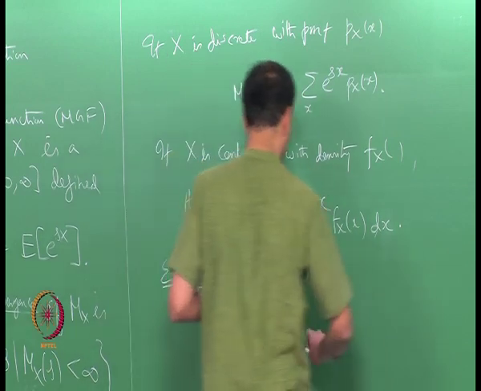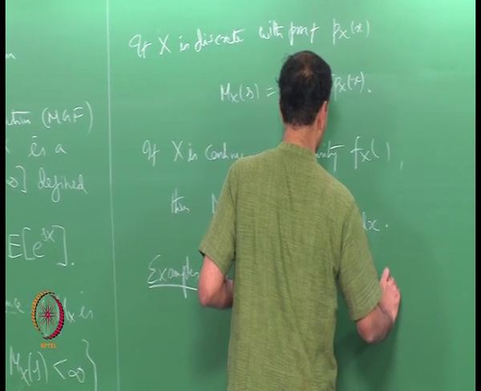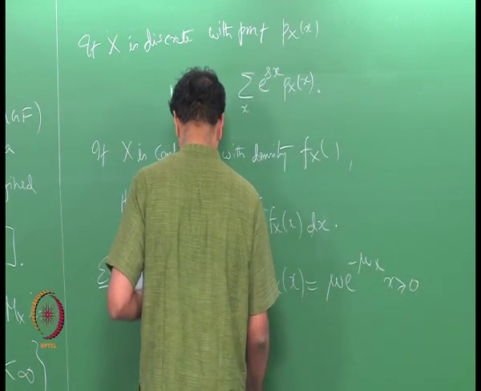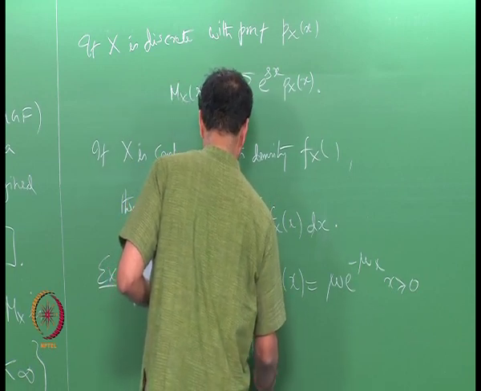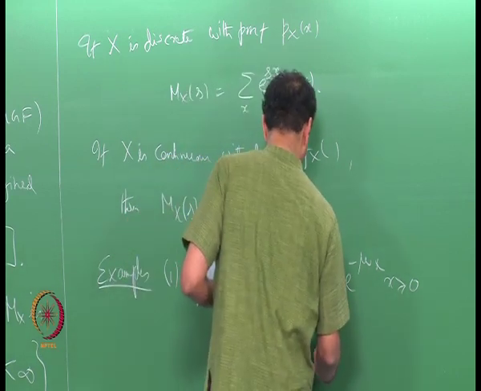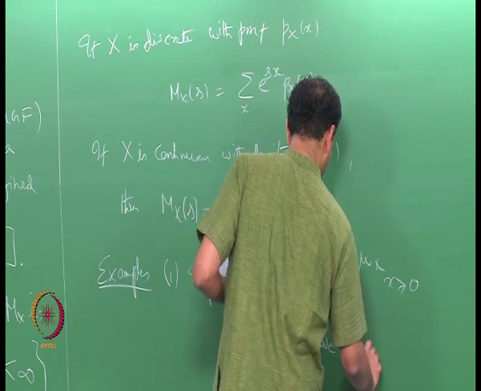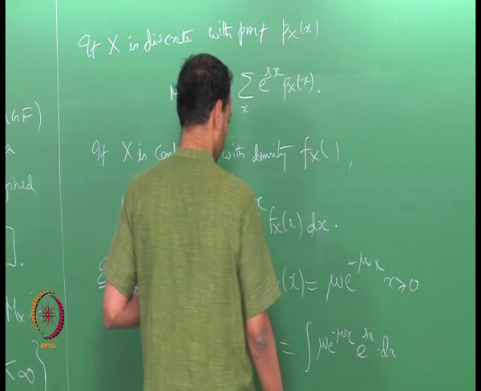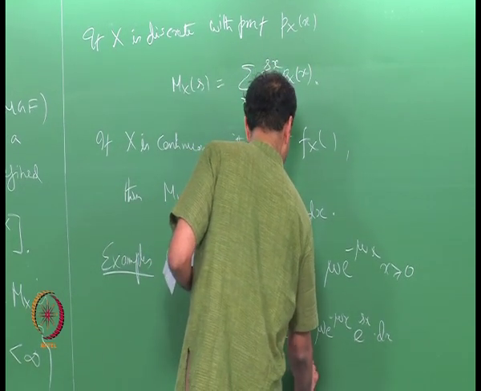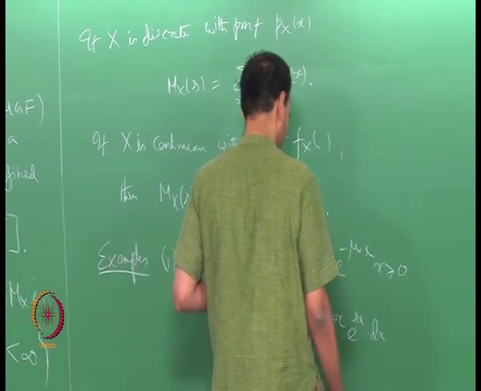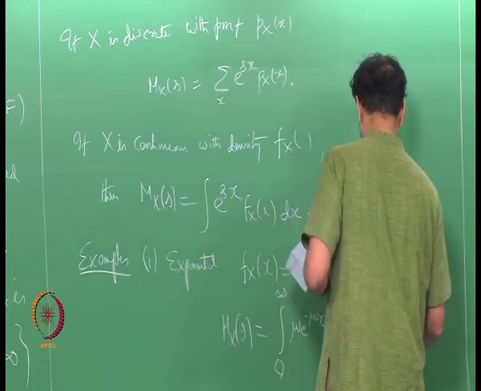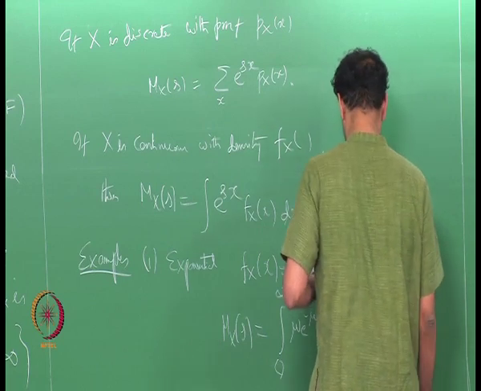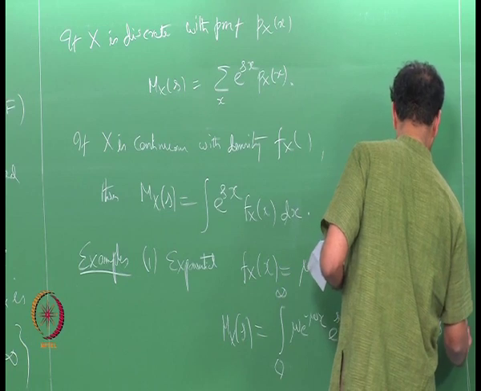We have an exponential random variable with f_X(x) equal to mu e^(-mu x) for x greater than or equal to 0. Then you have M_X(s) equal to the integral from 0 to infinity of mu e^(-mu x) e^(sx) dx. If you just do this integral, you will get mu over (mu minus s), and this is valid for s less than mu.